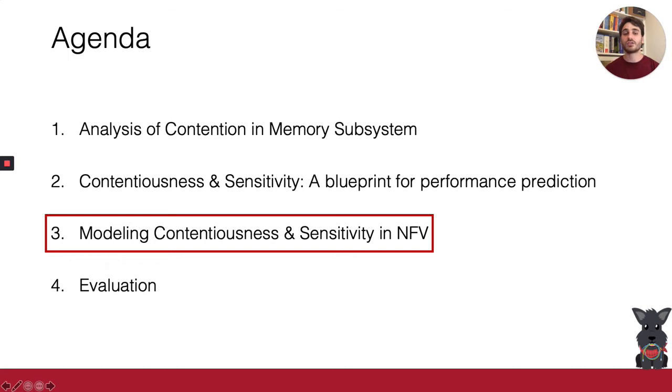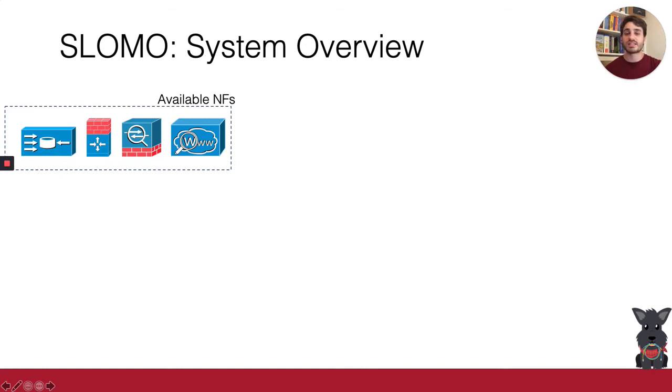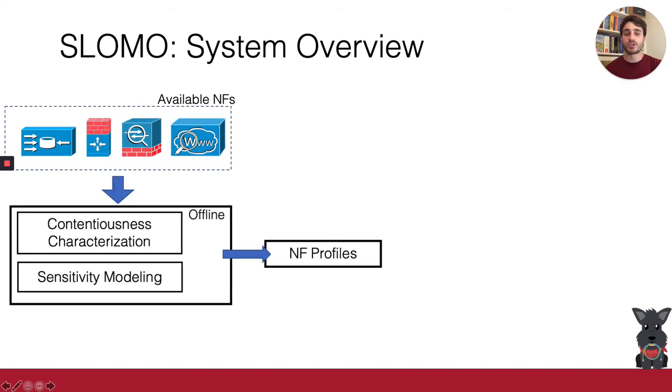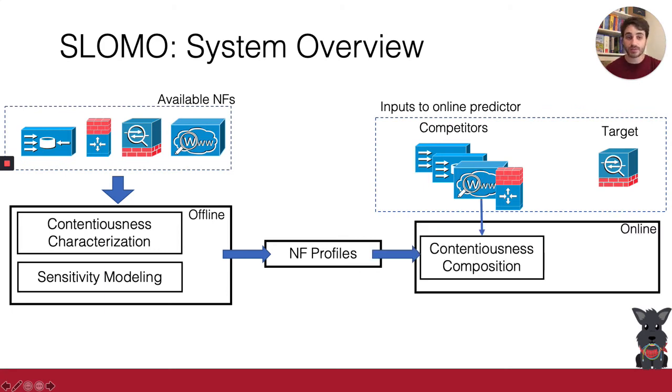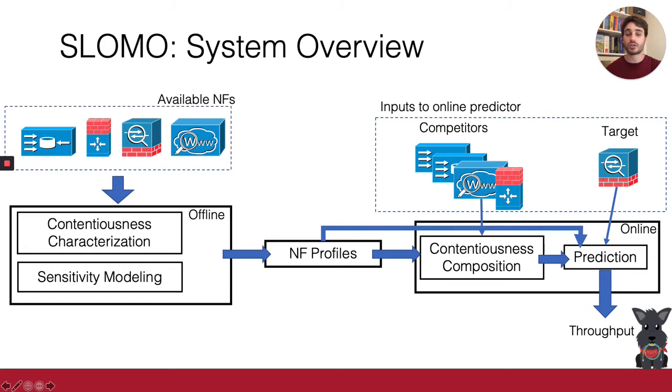Now, having introduced these key concepts, let's discuss SLOMO's challenges and how the design addresses them. SLOMO consists of an offline and an online component. Given a library of available NFs, SLOMO's offline component is responsible for profiling each NF for contentiousness and sensitivity. In real time, SLOMO takes as input a target NF and a set of competitors. The first step of the online process is to compose the aggregate contentiousness of the competitors and then provide that value as input to the target sensitivity function in order to predict its throughput.